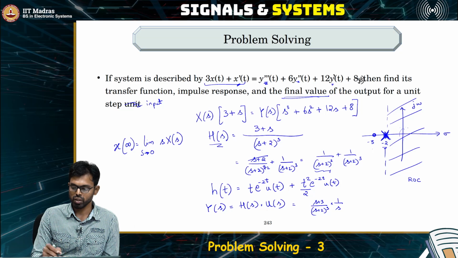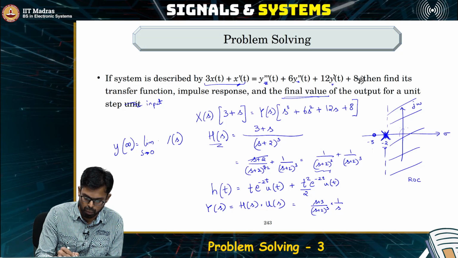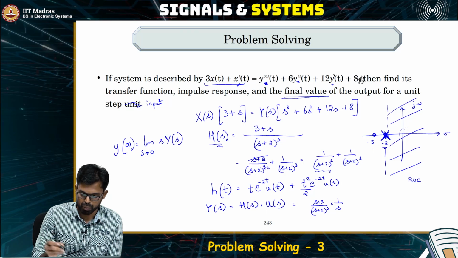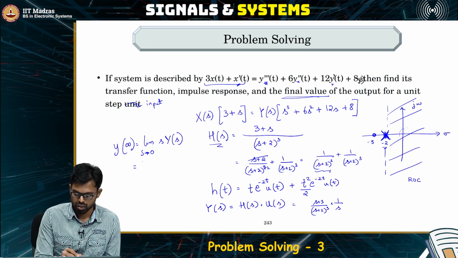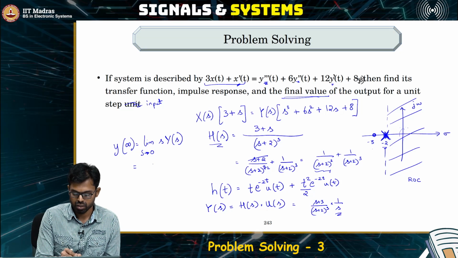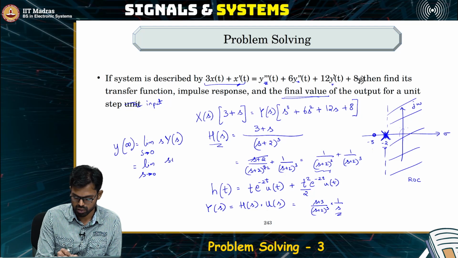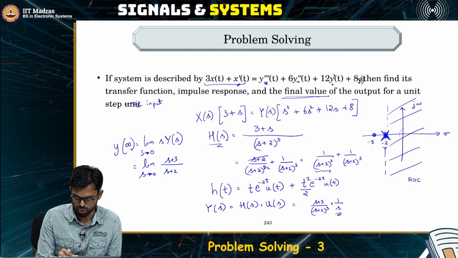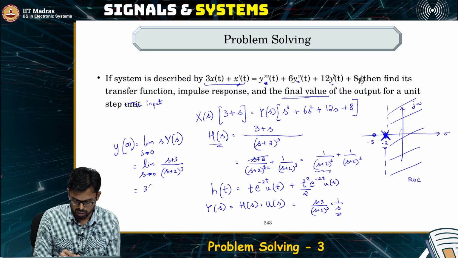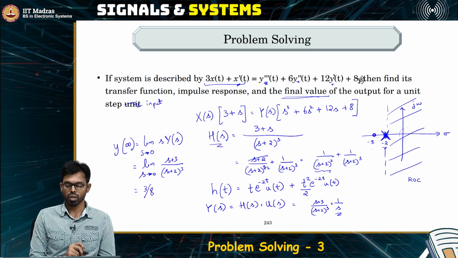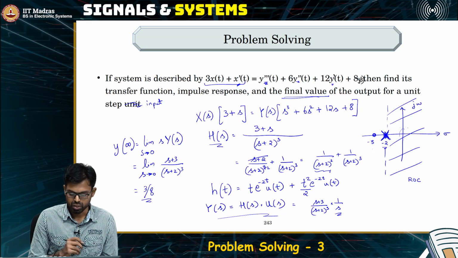So in this case we want to find out the final value of the output. So it's just s times Y. So what is s times Y here? The s and this s get cancelled. So we have just limit s tends to 0 of (s plus 3) by (s plus 2) the whole square. Substituting 0 here, we get 3 by 8. So the output of this system eventually settles down at 3 by 8.